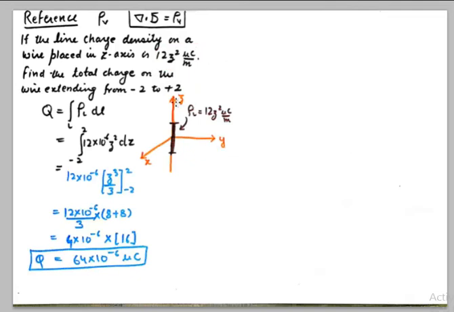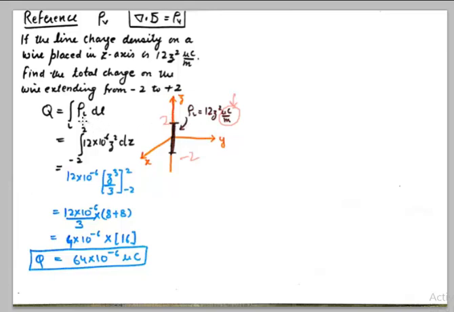So the first step will be to draw the representational diagram of this problem, where I placed a wire going from -2 to 2 in the z-axis, and total charge density on this length of wire is 12 z square. Microcoulomb per meter are the units.